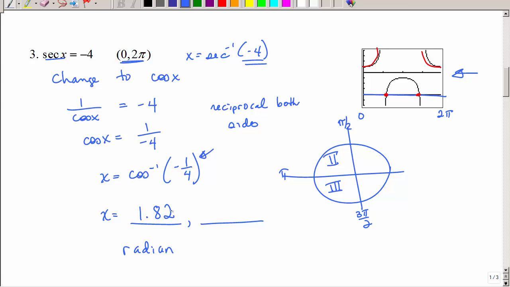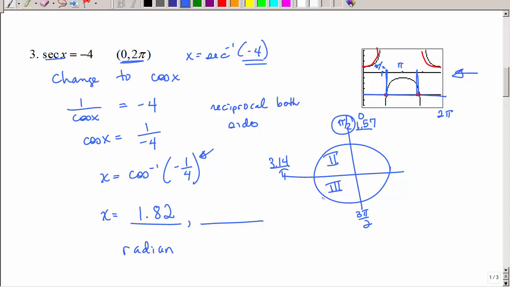You're going, well, where is that? Well, think about that. Pi is 3.14, about. Pi over 2 is 1.57, and so 1.82 is between those two numbers. Right, so this is pi over 2, this is pi. Right, so we're saying, what is that value? About 1.82. But I need to know what this answer is down here in quadrant 3.